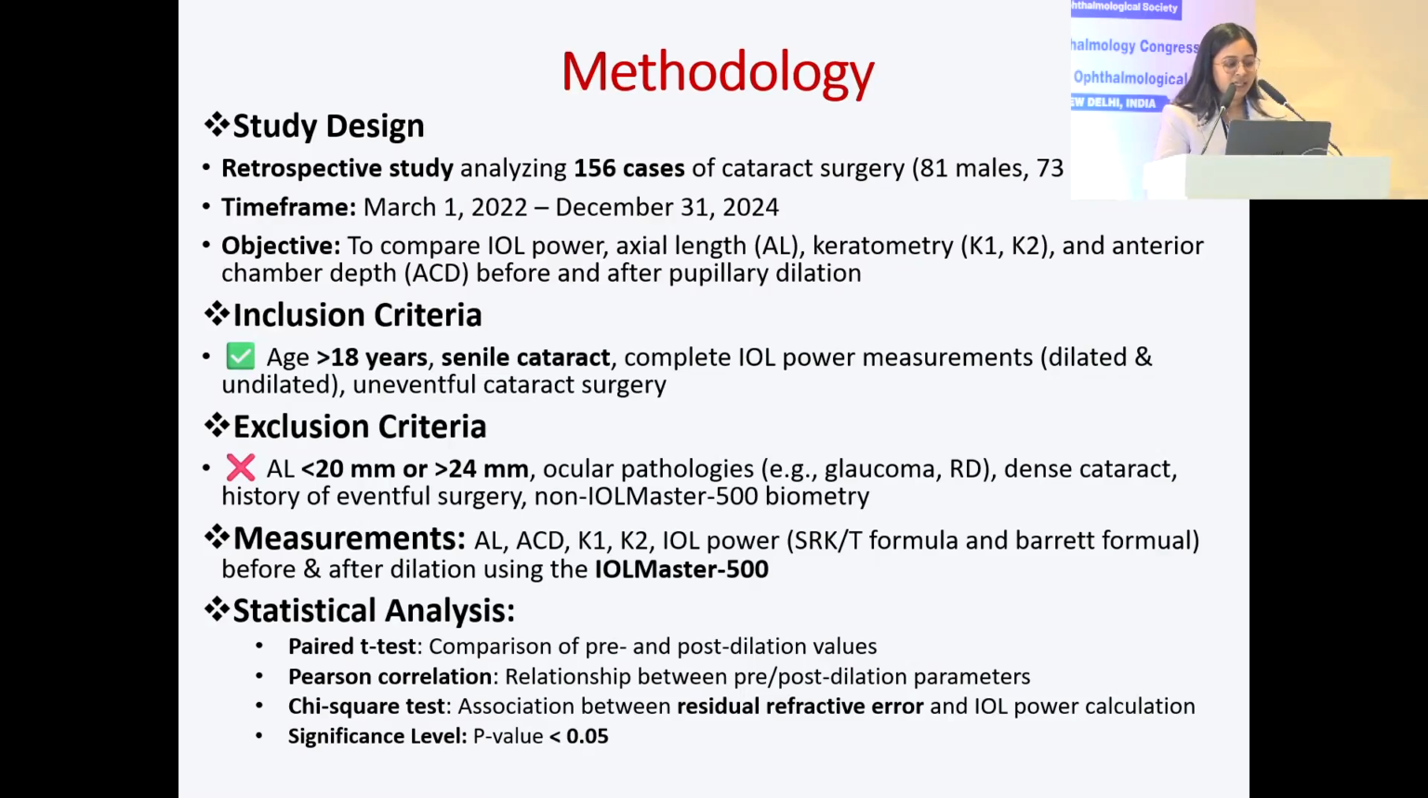same patient. Inclusion criteria included more than 18 years of age, senile cataract, complete IOL power measurements available in both dilated and undilated states, and uneventful cataract surgery. Exclusion criteria were axial length less than 20 mm or more than 24 mm, ocular pathologies such as glaucoma, retinal detachment, dense cataracts, etc. Measurements were done for axial length, anterior chamber depth, K1, K2, IOL power, both before and after pupillary dilatation in the same patient using IOL Master 500.